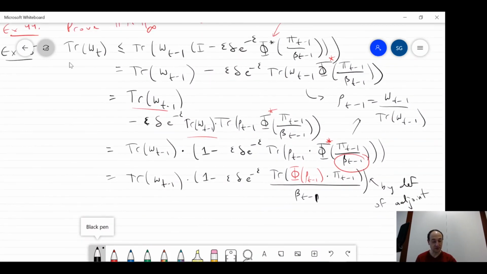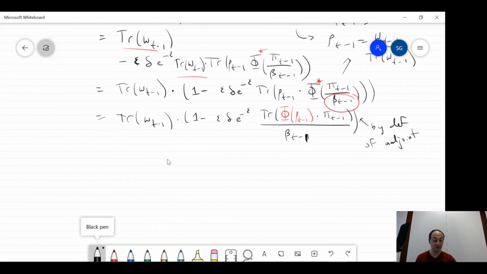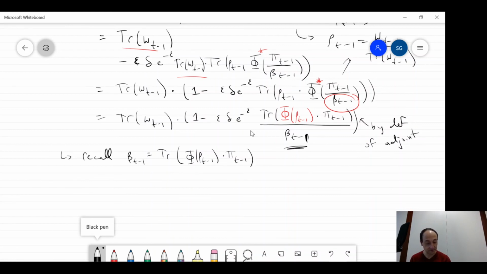So remember, we want an upper bound on this trace, on this potential function. Here it is, right? We get this thing. And now we want to recall what was beta now, right? I have this beta sitting around. Well, remember that by definition, beta t minus 1 was precisely equal to the trace of phi of rho t minus 1 times pi t minus 1. Okay. So that's literally exactly what you see here in the numerator, right?